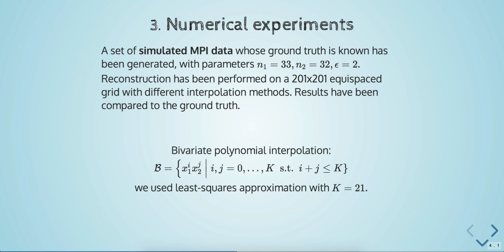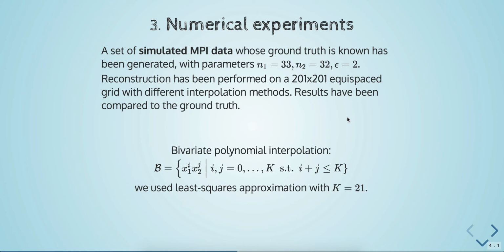Now, we have a set of simulated MPI data whose ground truth is known. So we have simulated data with these three parameters for the curve, and we want to reconstruct over a 201 by 201 equispaced grid and test different interpolation methods. Now our results will be compared to the ground truth.